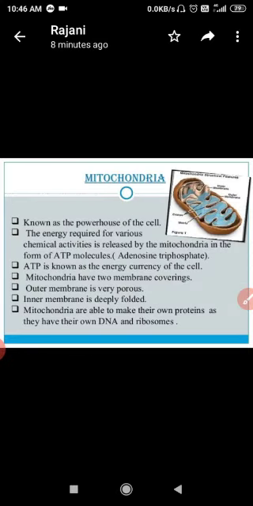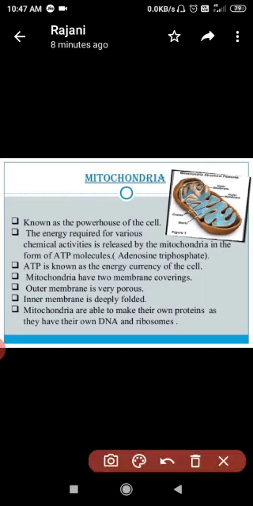Here in the mitochondria, the outer membrane is very porous, the inner membrane is deeply folded, and mitochondria are able to make their own protein as they have their own DNA and ribosome. Remember, mitochondria is considered an autonomous cell organelle because it has its own DNA, and due to the presence of its own DNA, it is called autonomous.